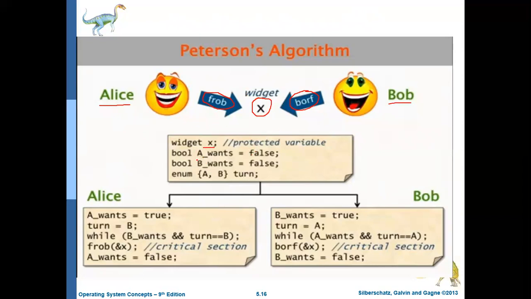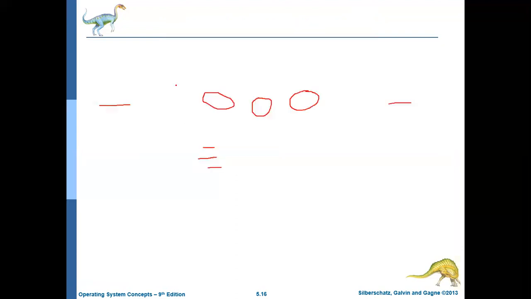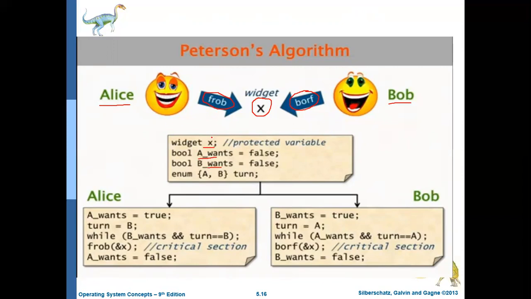Okay, so there are two variables, A wants and B wants. It is similar to the algorithm we have discussed, flag of i and flag of j. Flag of i equal to true means i wants to enter the critical section. Flag of j equal to true means j wants to enter the critical section. Similarly, here, instead of that array, we are using different variables, A wants and B wants.